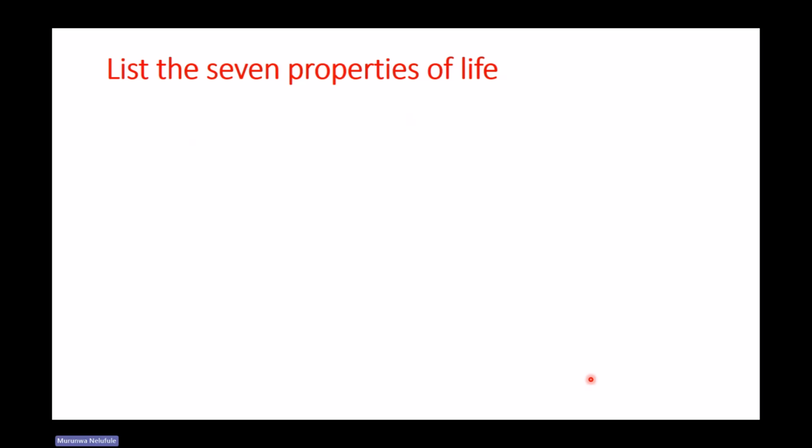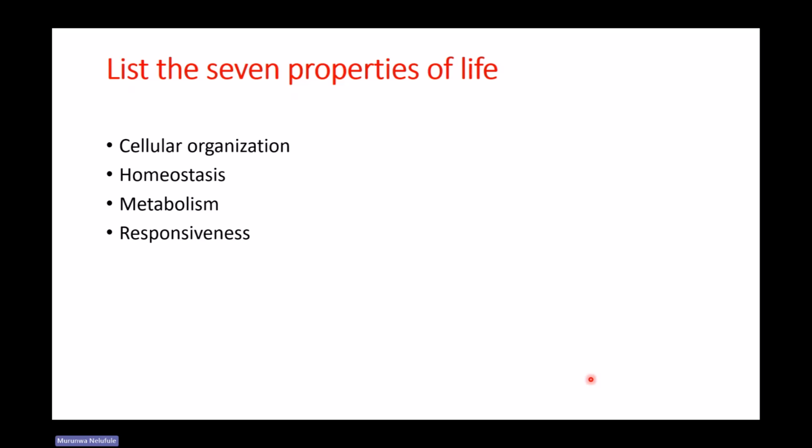List 7 properties of life. Somebody on the chat already said alien species. Yes, 7 properties of life. Do I see something on the chat box? Yes, I do. There's order, growth, cellular organisation, homeostasis, metabolism, responsiveness, reproduction, heredity, and growth. You still remember all of this? You do? Yes. Have a look at that and also check them out.